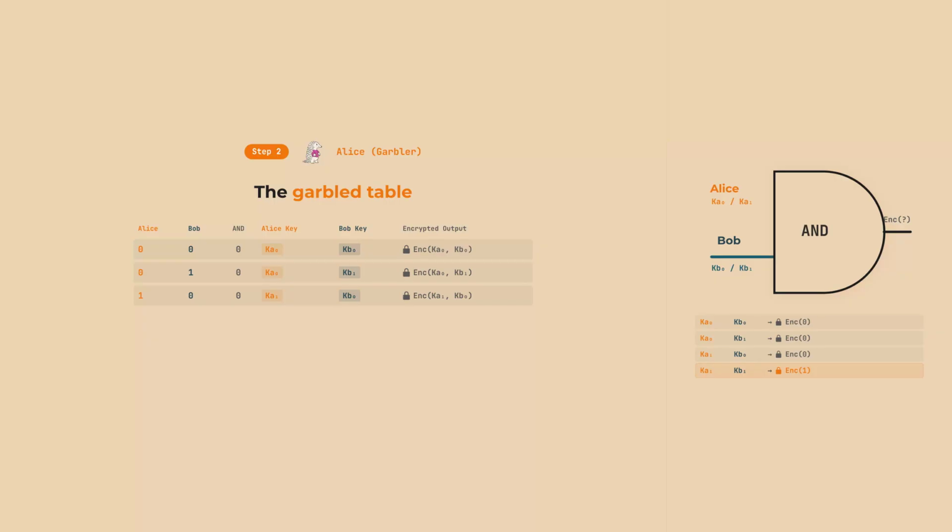Here's what the garbled table looks like. Each row is an encryption of the output, locked with a specific combination of Alice's key and Bob's key. Only the right pair of keys can open the right row. No other combination works.